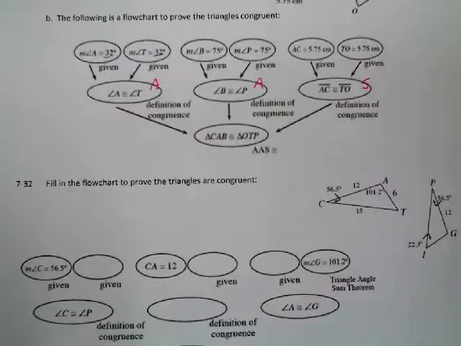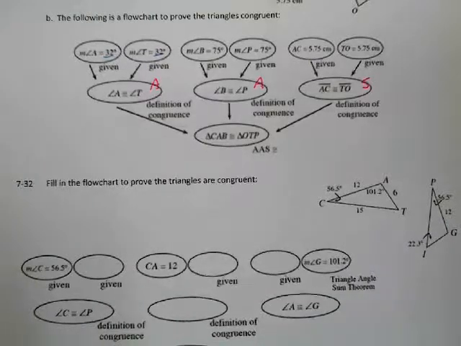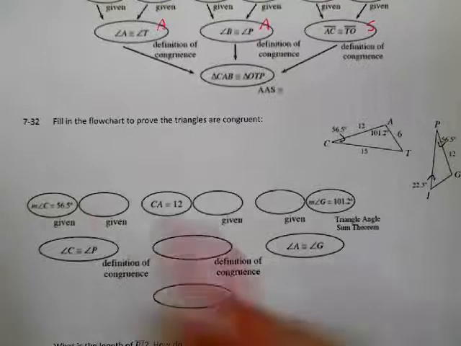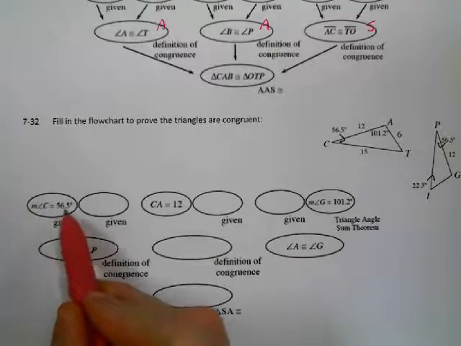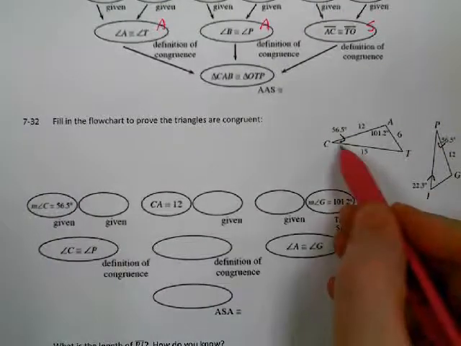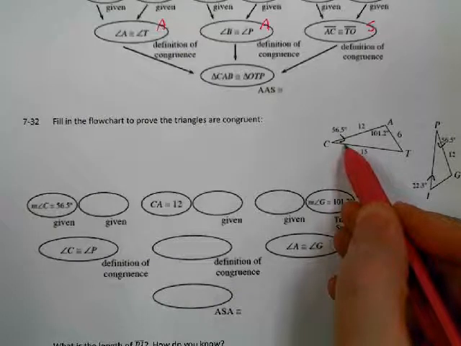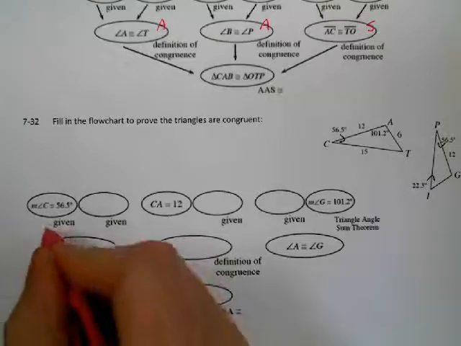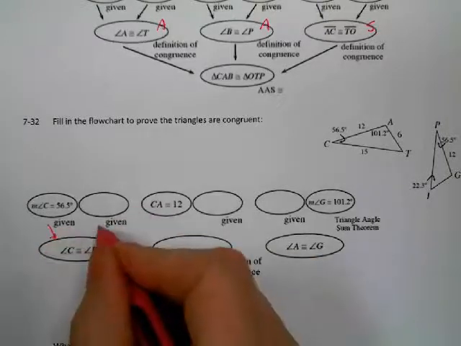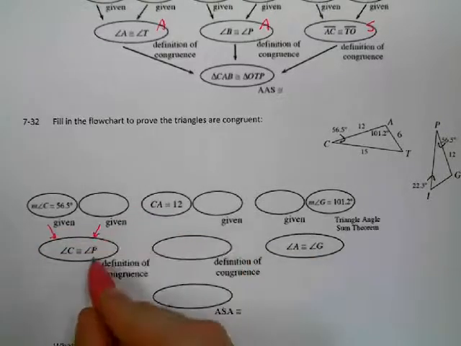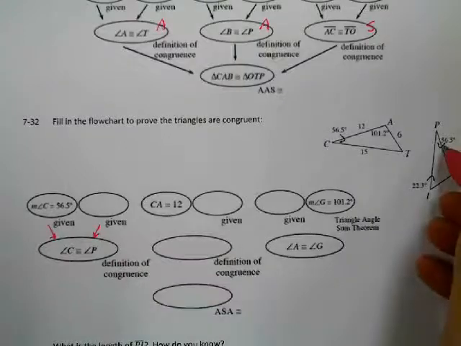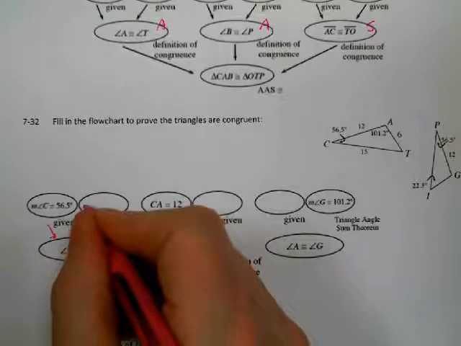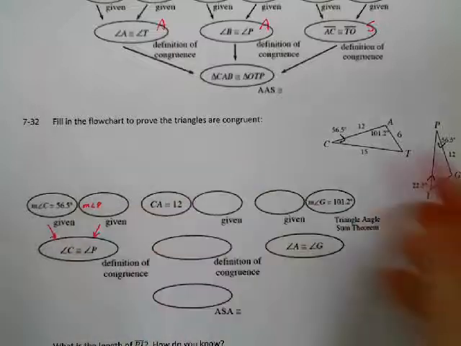All right, next one. This flowchart has blanks on it. So they're starting off and they're saying that the measurement of angle C equals 56.5. So here's angle C and it's 56.5. Now notice here, they're going to state that C is congruent to P. So let's go over here to P. What's P? The measurement of angle P over here is 56.5.